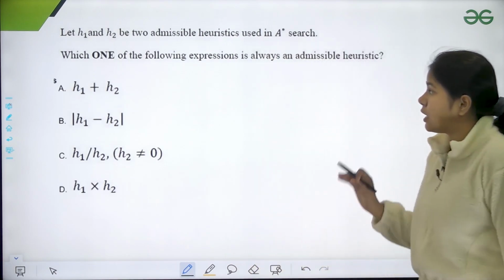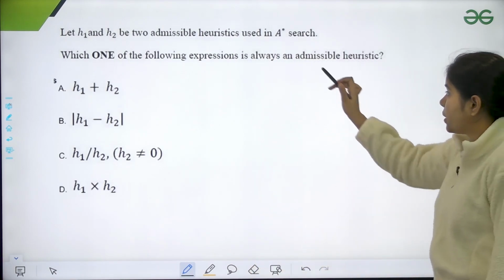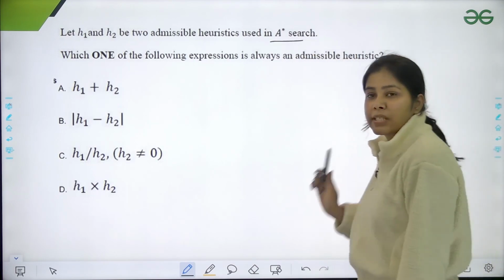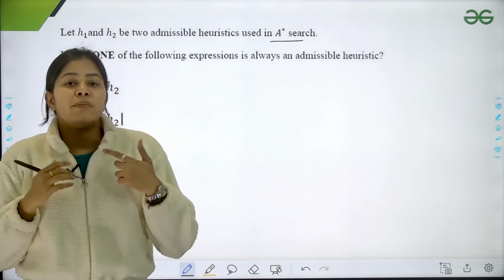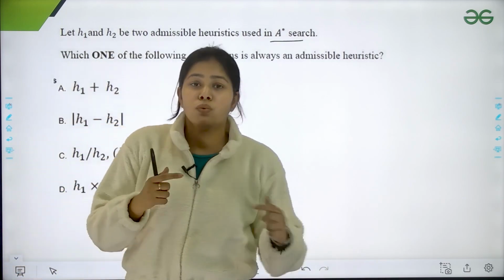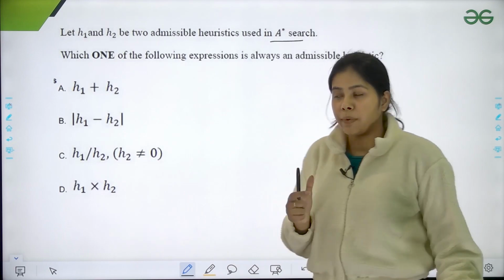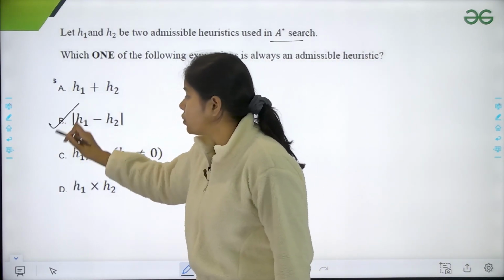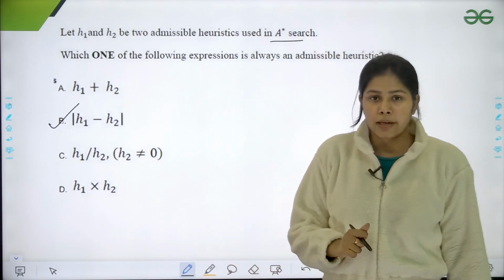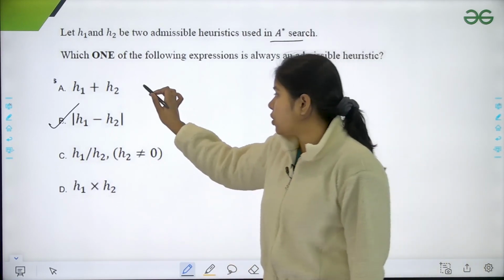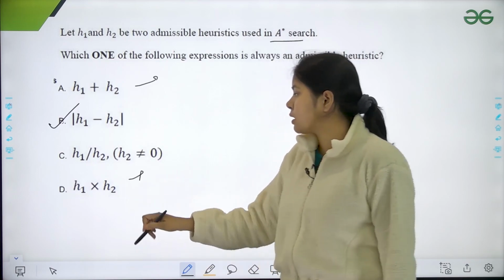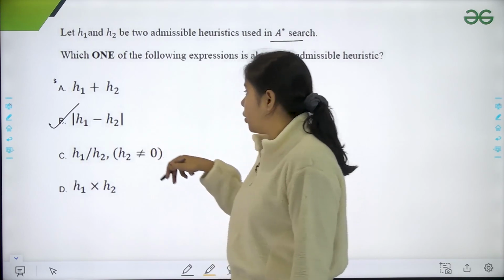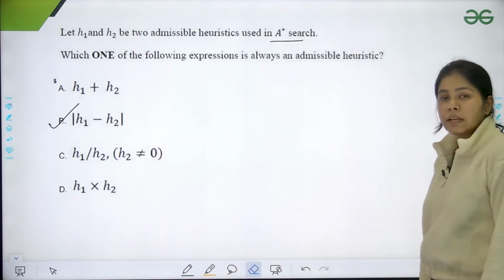Next question here is: H1 and H2 are two admissible heuristics used in A star search. Which one of the following expressions is always an admissible heuristic function? Admissible heuristic functions are those that never overestimate. If I talk about these cases, we have only this function which does not overestimate. So option B is not true because it would overestimate. That's why modulus of h1 minus h2 gives me the correct answer.